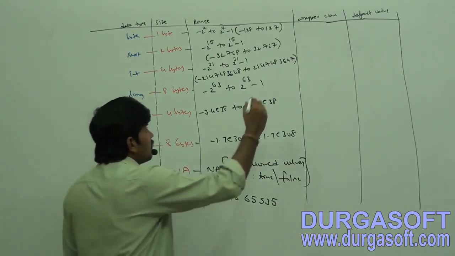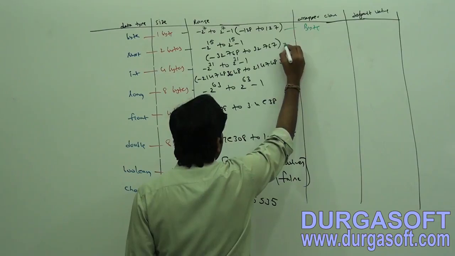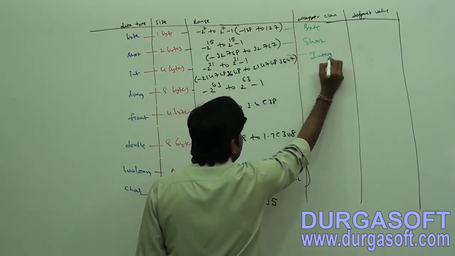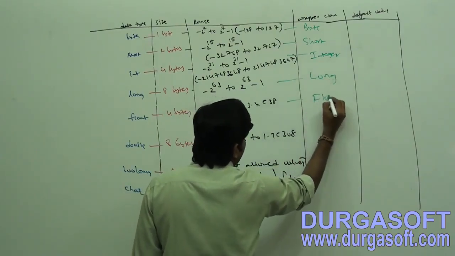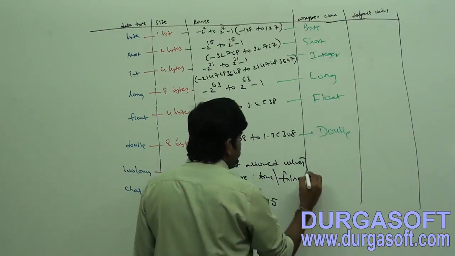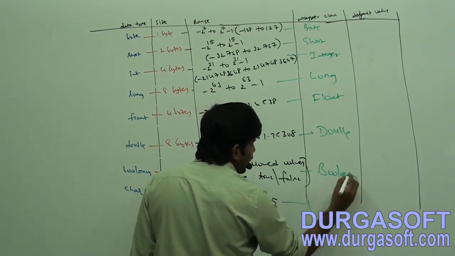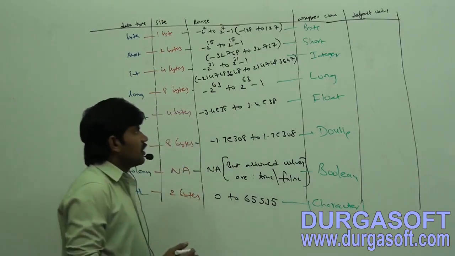Sir, what about the corresponding wrapper class? If it is byte, the corresponding wrapper class is Byte. If it is short, Short. If it is int, Integer. If it is long, Long. If it is float, Float. If it is double, Double. If it is boolean, Boolean. Last one, if it is char, Character is the corresponding wrapper class.